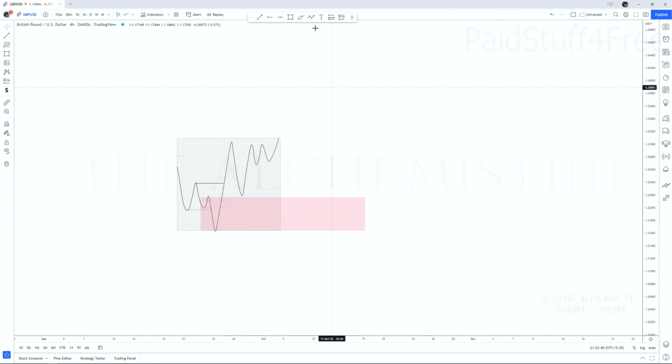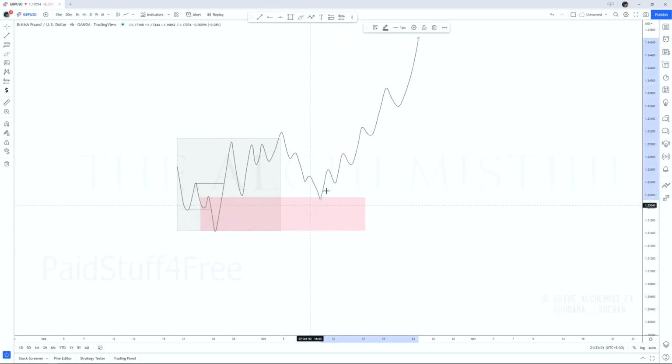So we're not expecting London to do this. We're not going to expect a sweep of the Asian low. Instead of a sweep of the Asian low, we're expecting a retracement, a mitigation actually, into the 4-hour point of interest during London open or the London kill zone, and then a continuation. So this is what happens when Asia is a strong low.